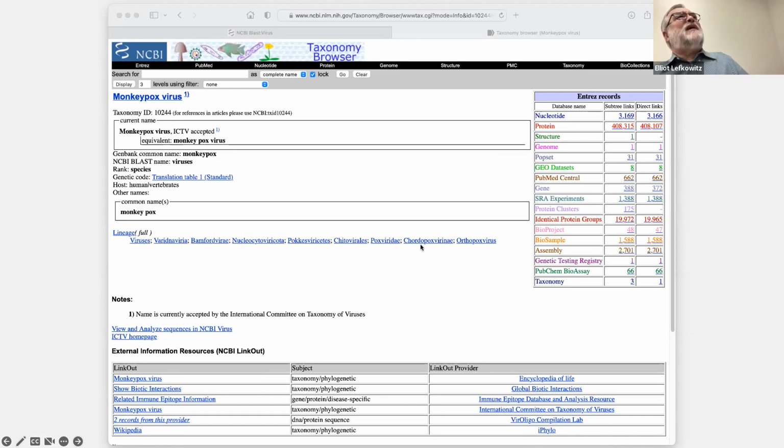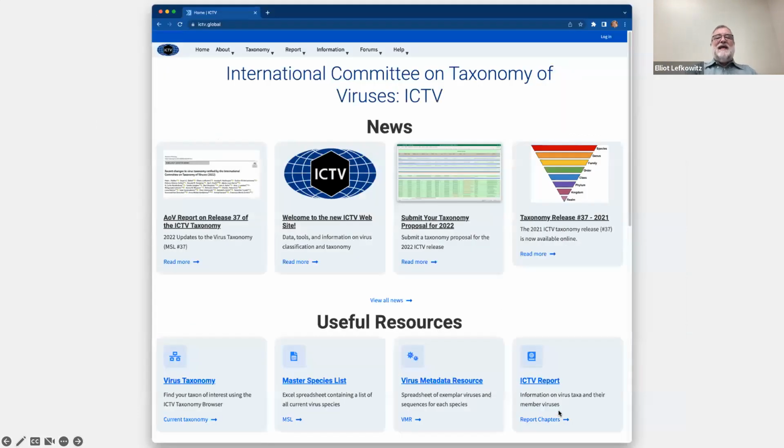But all of the taxonomic information, whether it be from NCBI, from Encyclopedia of Life or GBIF, all of that comes from one source, and that is the International Committee on Taxonomy of Viruses. So if you click on that, you'll come to the sequence record that's provided by the ICTV. So what I want to do now is describe what the ICTV is, what it does, and how the work that I'm going to talk about in detail relates to the activities of the ICTV.